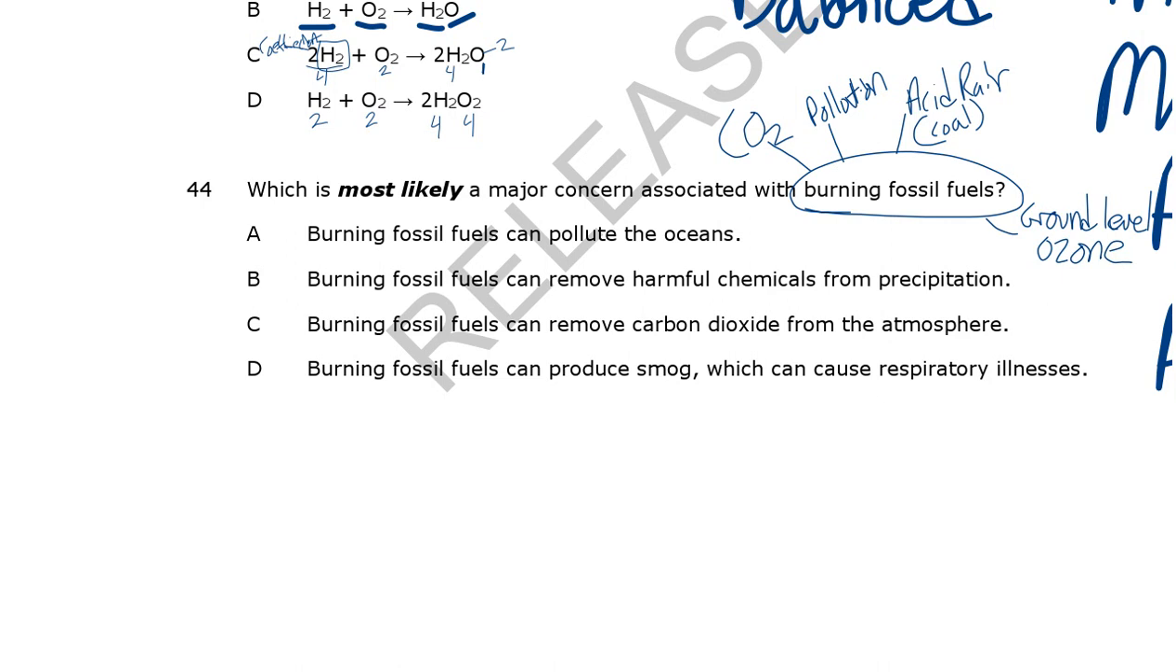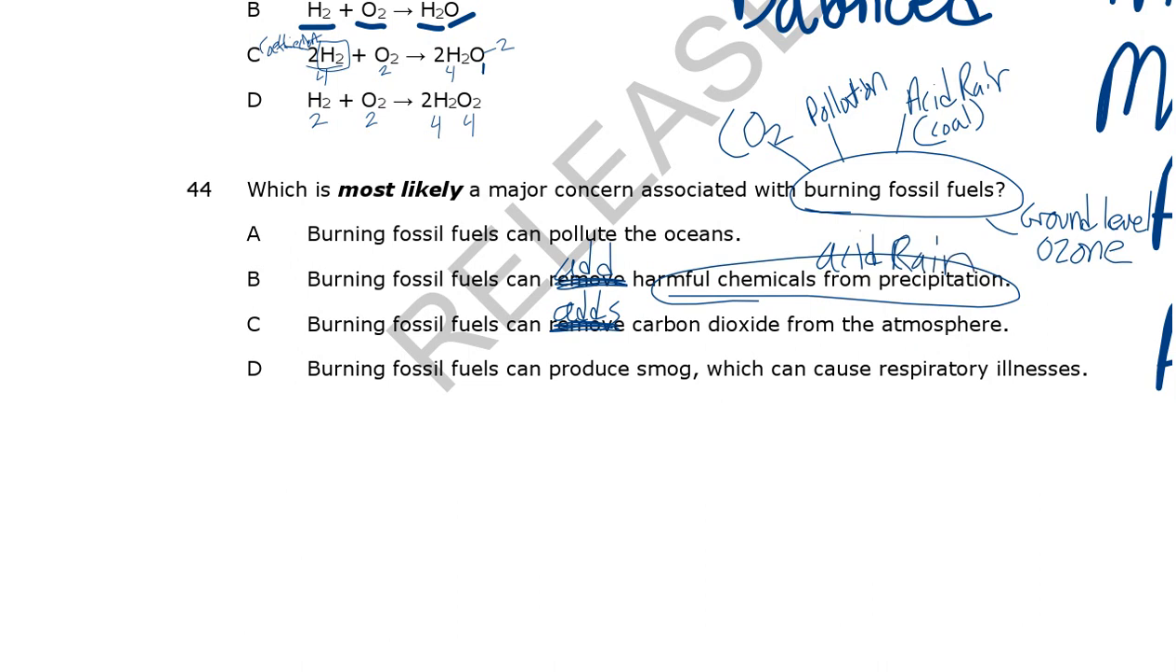Burning fossil fuels can pollute the oceans. Well, it can. I don't think that's going to be the best answer, though. Burning fossil fuels can remove harmful chemicals from precipitation. Look, I've been on the soapbox a lot about how fossil fuels put stuff in the atmosphere. Have I ever said it removes anything? No, it doesn't remove nothing. Okay? Burning fossil fuels can remove carbon dioxide. No. Okay? So in terms of studying, let's do this. It adds. Okay? It adds harmful chemicals to precipitation. It adds carbon dioxide. This, by the way, would be how we get acid rain.